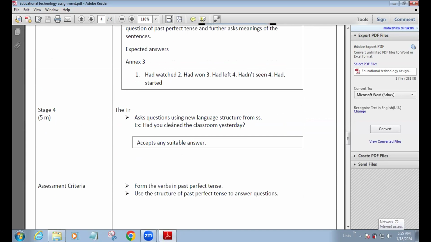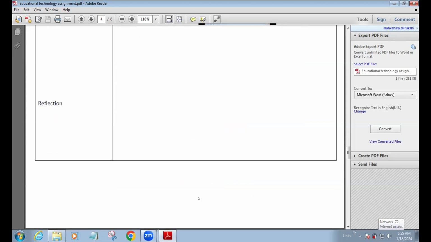Teacher can assess the students. The teacher can ask questions using the new language structure, like, had you cleaned the classroom yesterday? Like that, teacher can ask questions. So teacher can point out some students and ask these questions, and accepts any suitable answers. Assessment criteria: form the verbs in past perfect tense, and use the structure of past perfect tense to answer the questions.